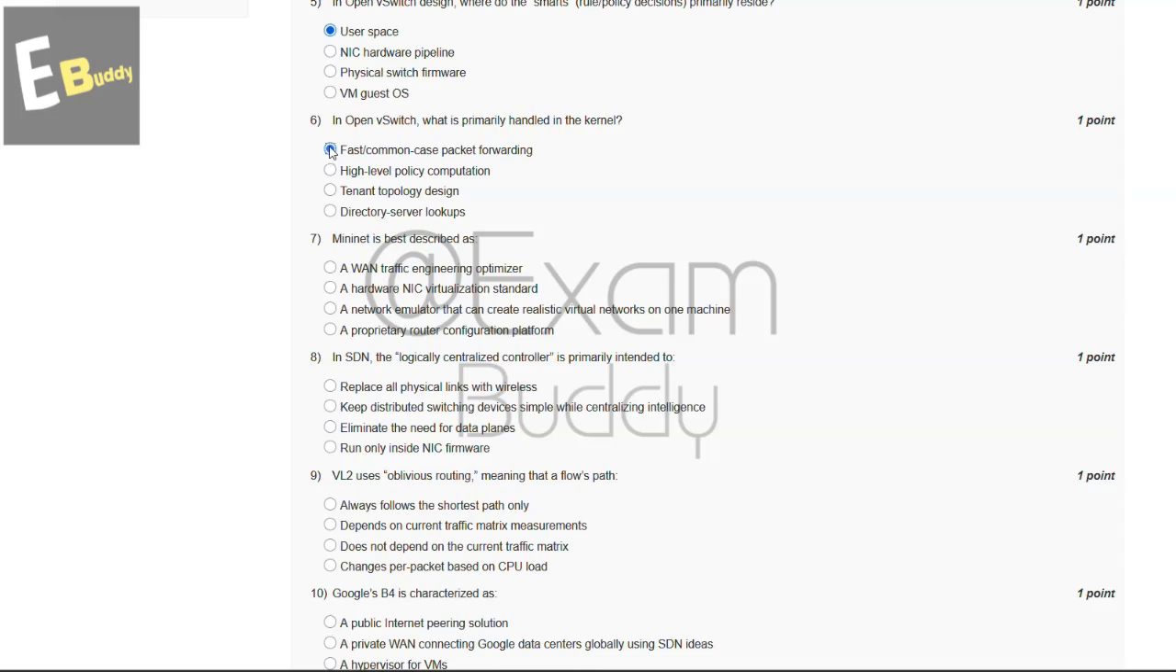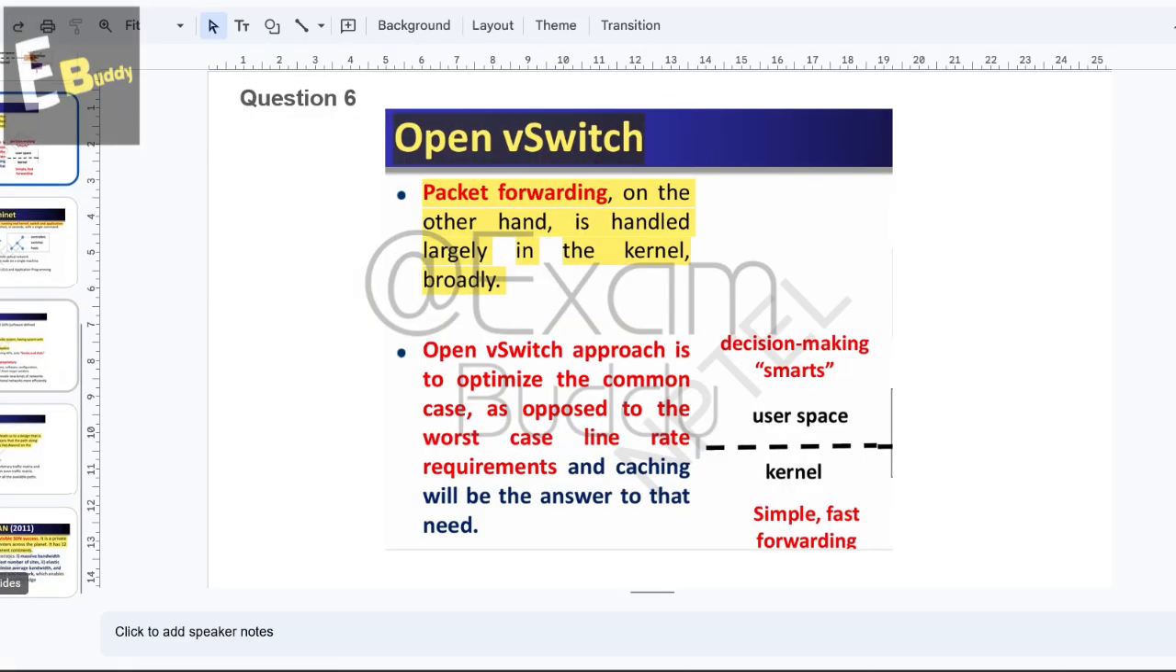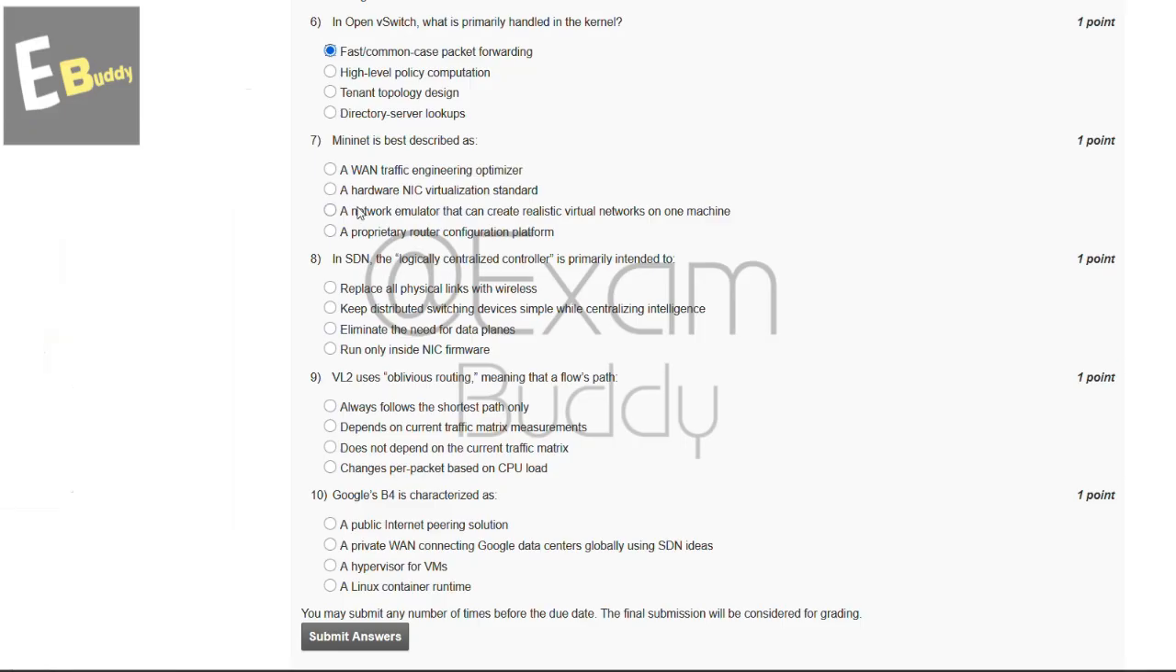And now let's go to our question number 7. Mininet is best described as... So these are the options, and now let's check the explanation. The explanation says, introduction to Mininet: Mininet creates a realistic virtual network running real kernel, switch and application code on a single machine. So the answer of our seventh question is C.